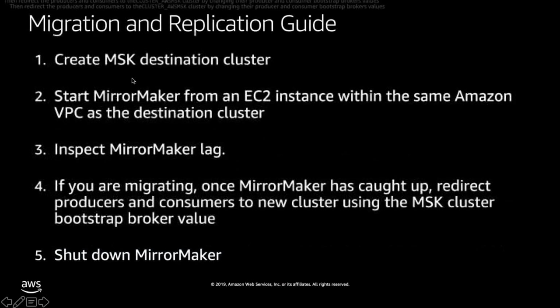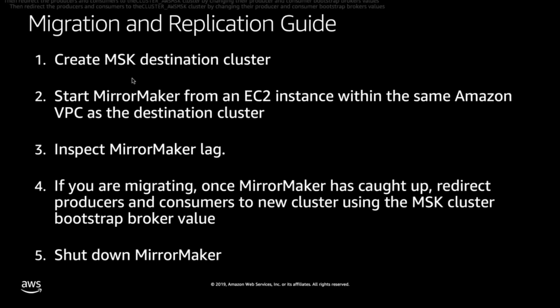So with that, here are some of the steps that will be involved in migrating to MSK using MirrorMaker version 1. First, create an MSK destination cluster. Second, start MirrorMaker from an EC2 instance within the same Amazon VPC as the destination cluster. This is important for reasons that we've discussed earlier. Once you start that, keep inspecting the MirrorMaker lag. And I'll show you in a demo following this how you can do it.